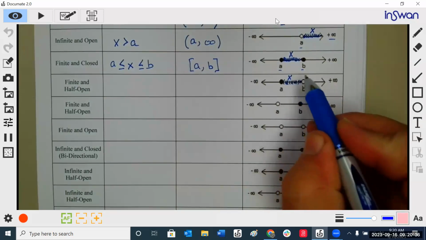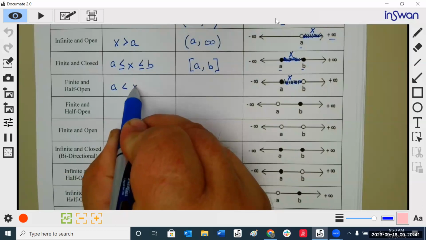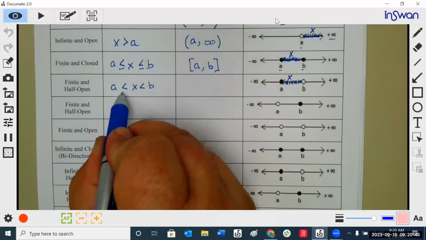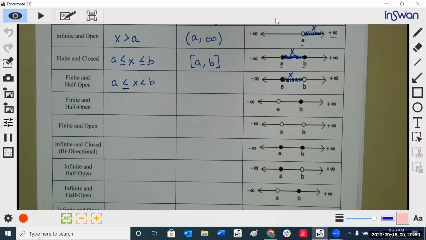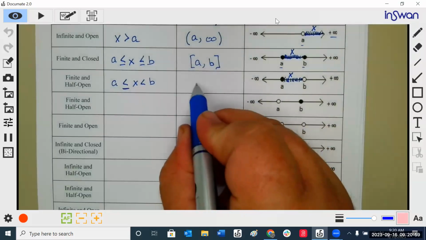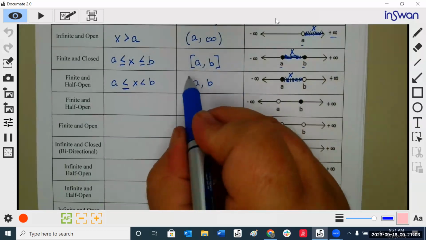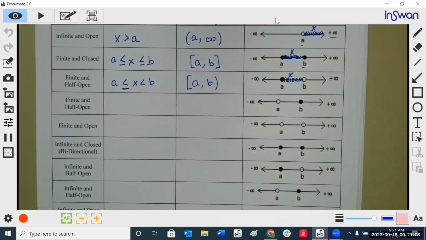Again, my X is between A and B, so X is greater than A, but X is less than B. But A is a solid dot, so I put a line underneath it, because I can use it, equals. A and B are my bounds. A is solid, so it's a bracket. B is a parenthesis because it's open.